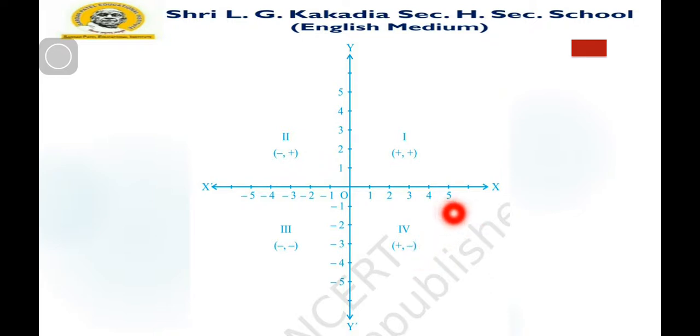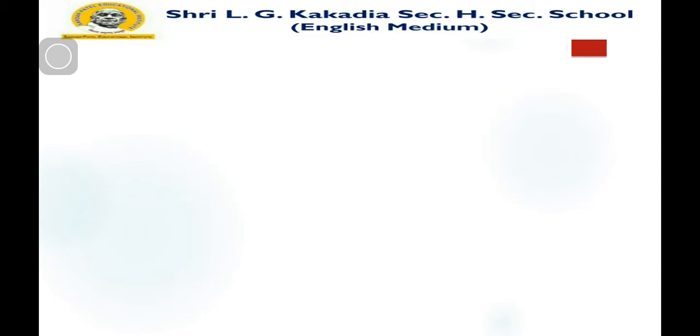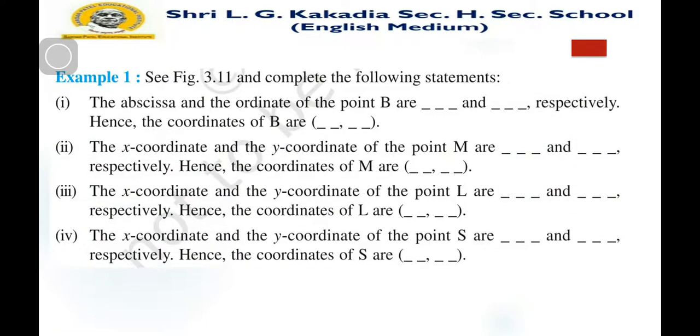So in this way, this number system, used to denote a point on the plane using coordinates, is known as the Cartesian system. Now let me denote the point on this Cartesian plane. Let me take example number 1. See figure 3.11 and complete the following statement.